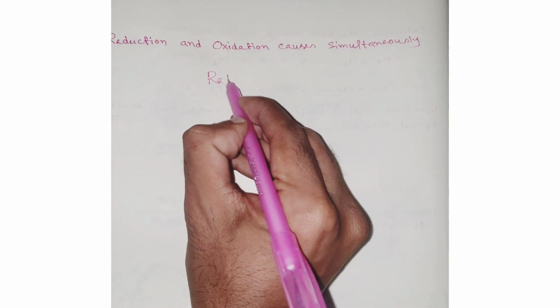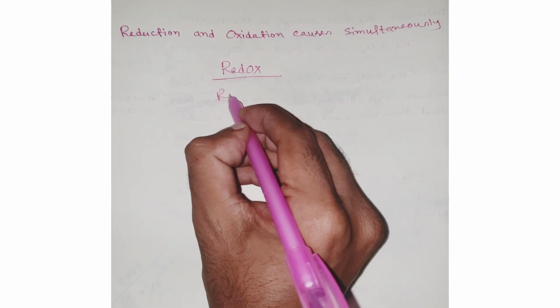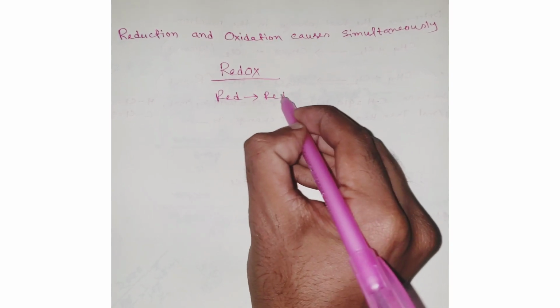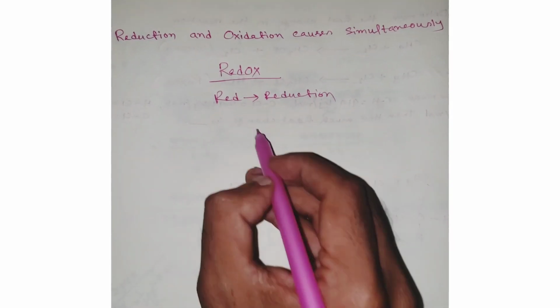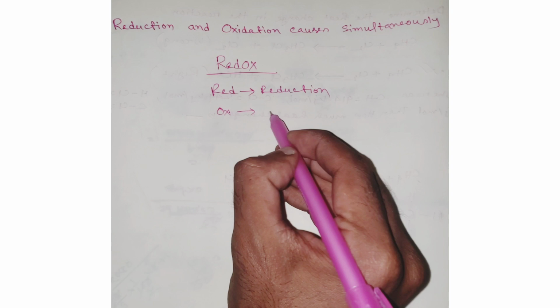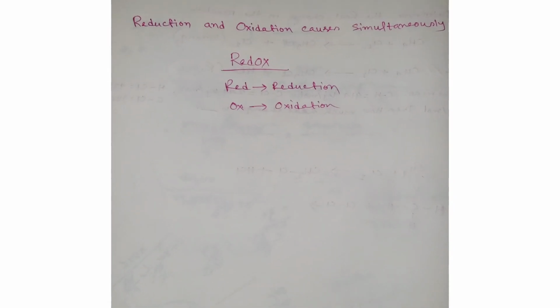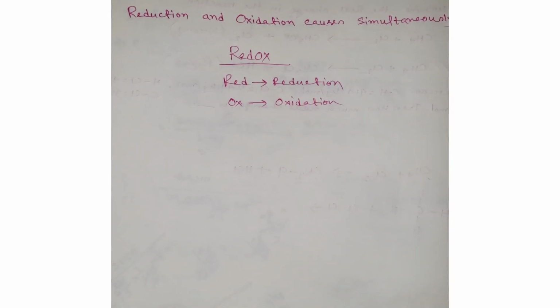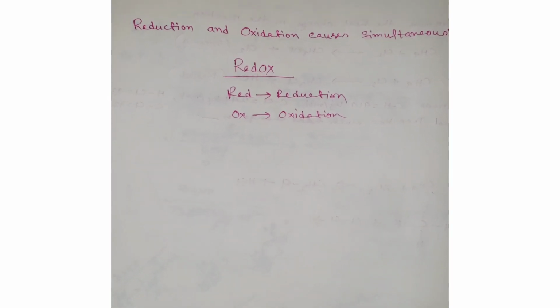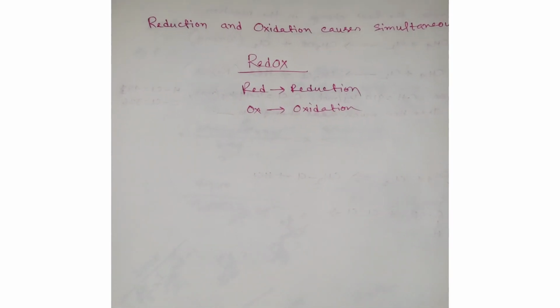First of all, if you want to explain it, you will have to know the definition of redox. What do you mean by redox? Redox means: red means reduction, and ox means oxidation. You need to know the definition of both words. What do you mean by reduction? What do you mean by oxidation? First, oxidation.